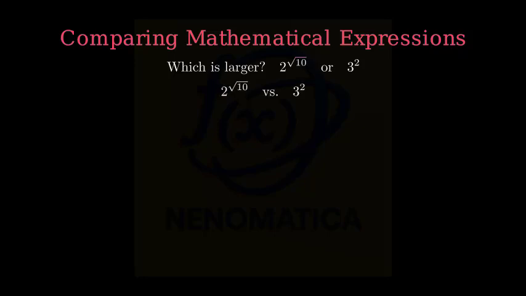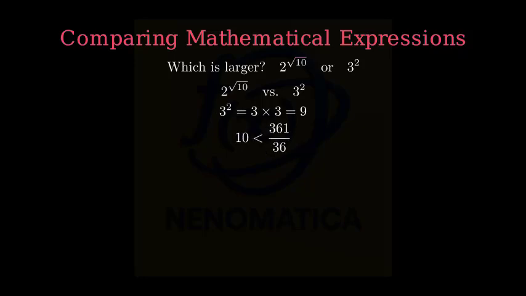Let's first evaluate the simpler expression, 3 squared, which is 3 times 3 equal to 9. Now, let's look at 2 raised to the square root of 10. This expression is more complicated, and we can't easily compute its exact value directly. So we'll need to find a way to compare these expressions indirectly. Let's try a different approach. We'll use a comparison strategy.